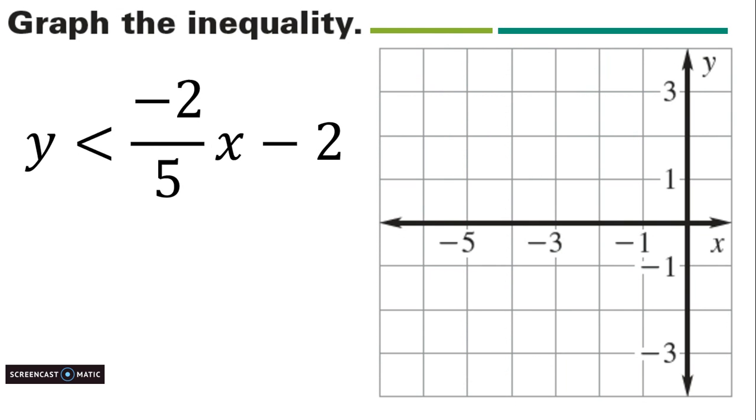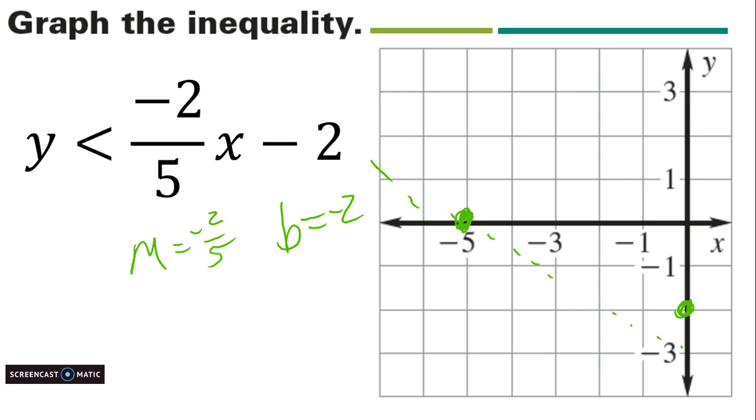Alright, let's go with this one. So we've got a slope of -2/5. You have a y-intercept of -2. So we're going to start at -2. You're going to go up 2 and over 5. That's good enough for graphing. We can go ahead and use a dotted line again.